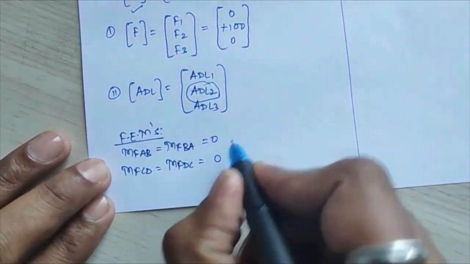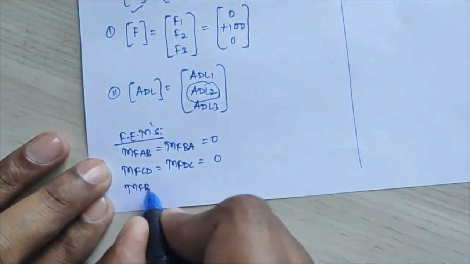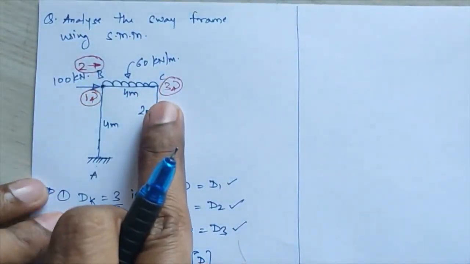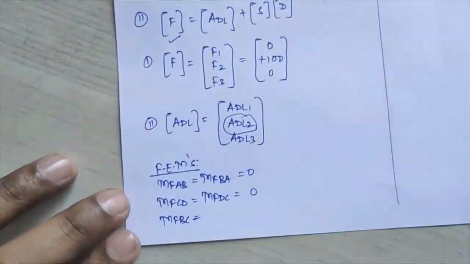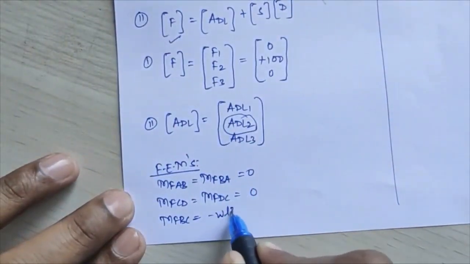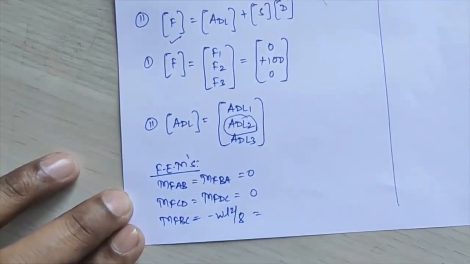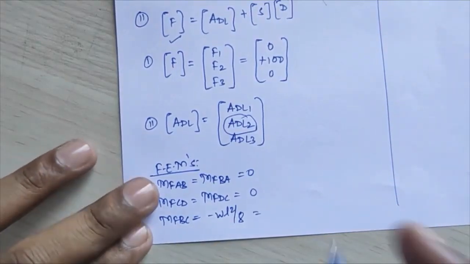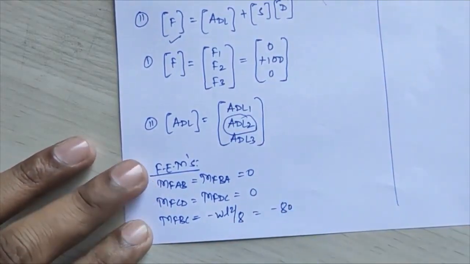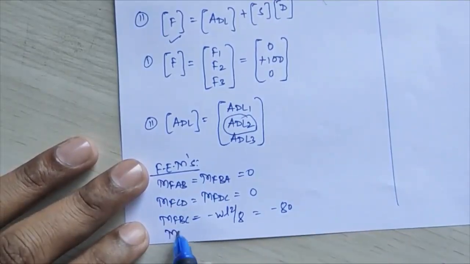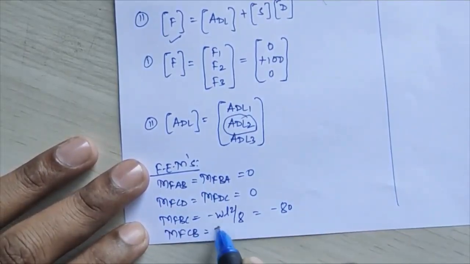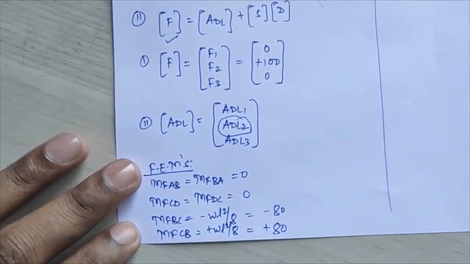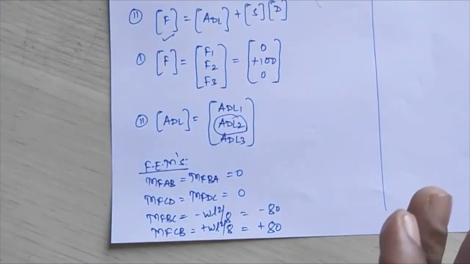Remaining is MFBC. In BC, what is given to you? UDL is provided throughout the span. So for UDL, that friction moment you will get as minus WL square divided by 8. W is your 60, length is 4. So 60 into 4 square by 8, that I am getting as minus 80. And last is your MFCB, so that I'll get as plus WL square by 8, that is equal to plus 80. So these will be my friction moments.